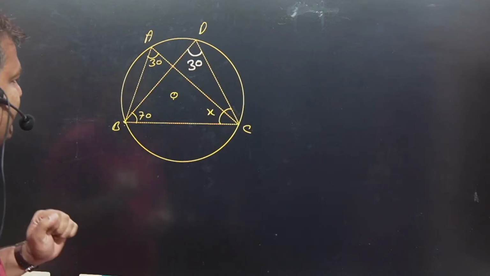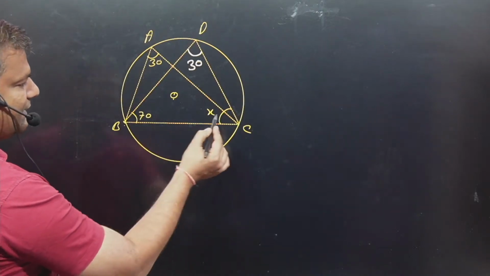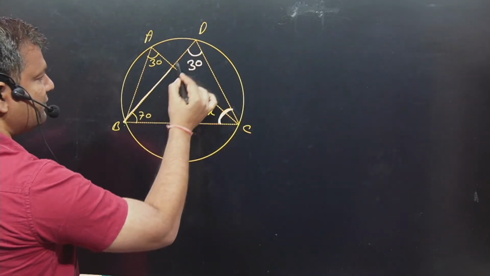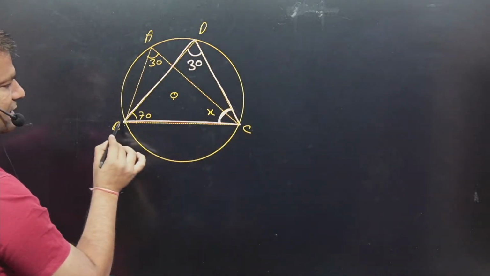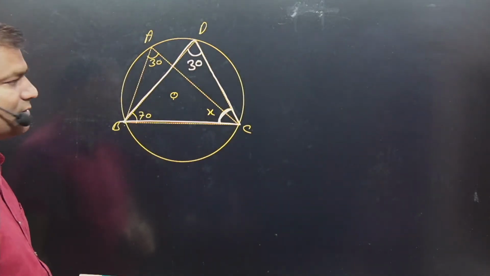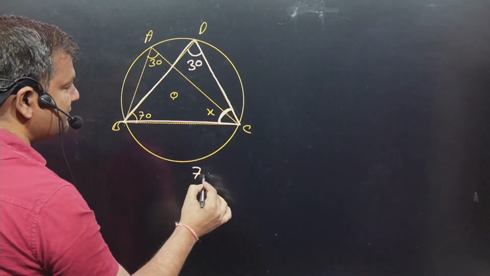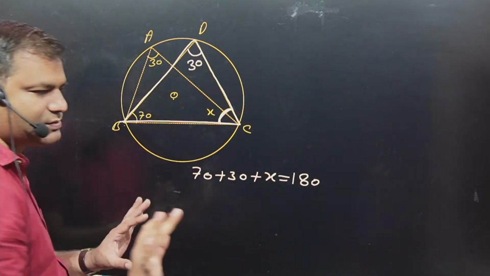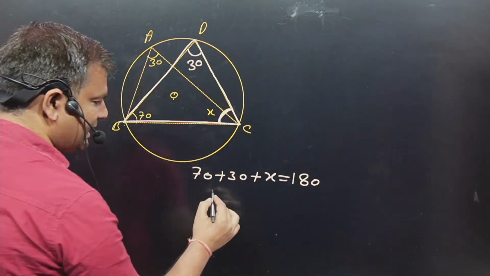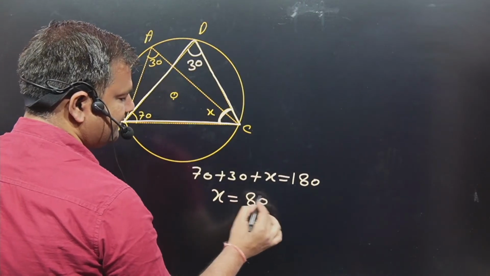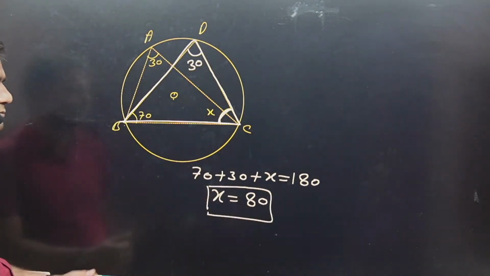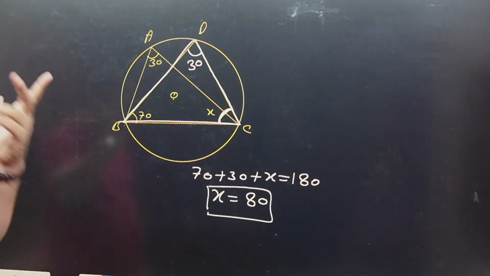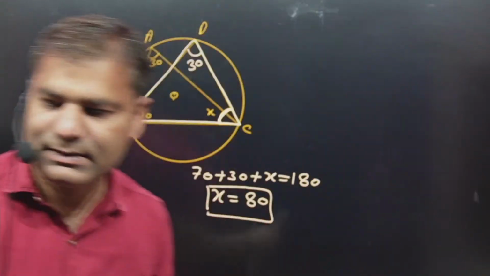Now, next target. Look here, our target is that angle X. If you see from here, this one is a triangle. So 70 plus 30 plus X will equal how much? 180. So X is how much? 80 degrees. Very simple. So X is 80 degrees. Clear or not? So this is the final answer.